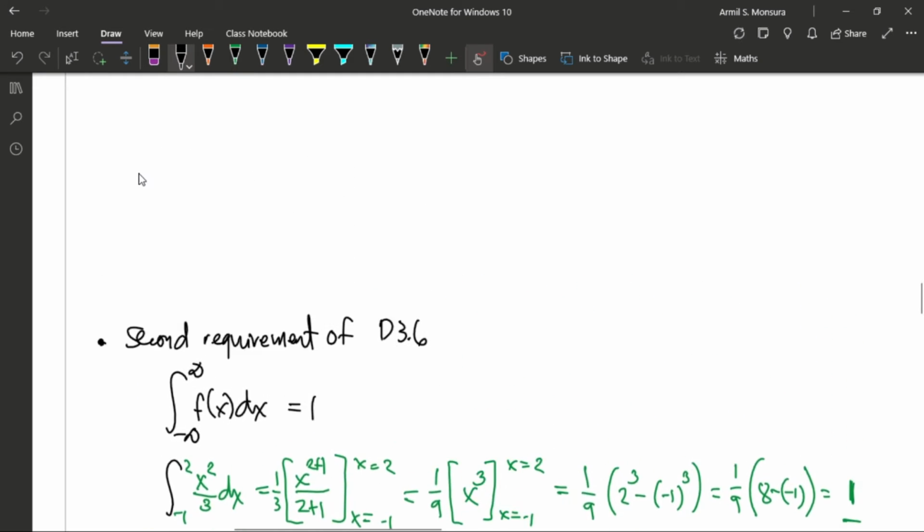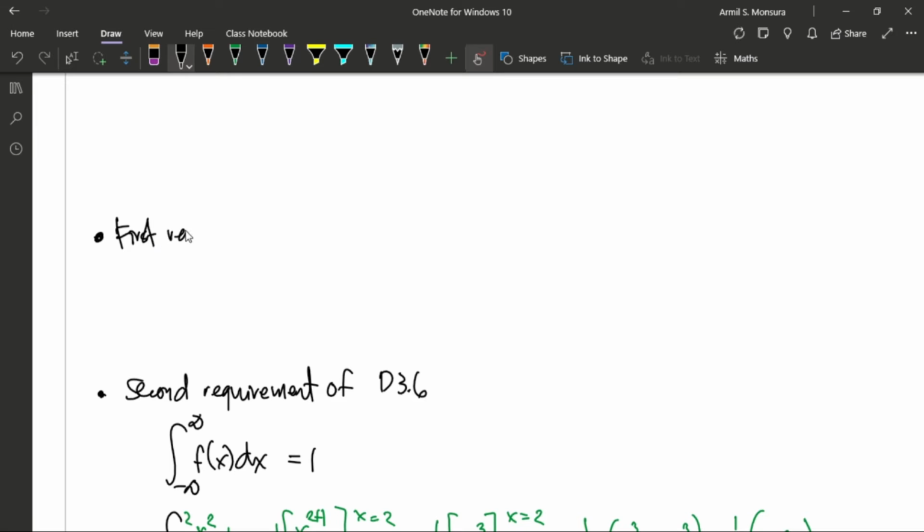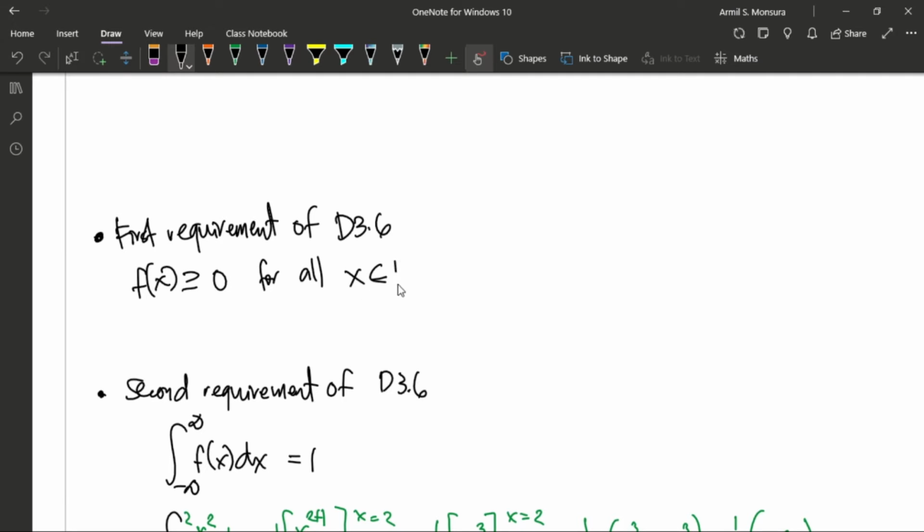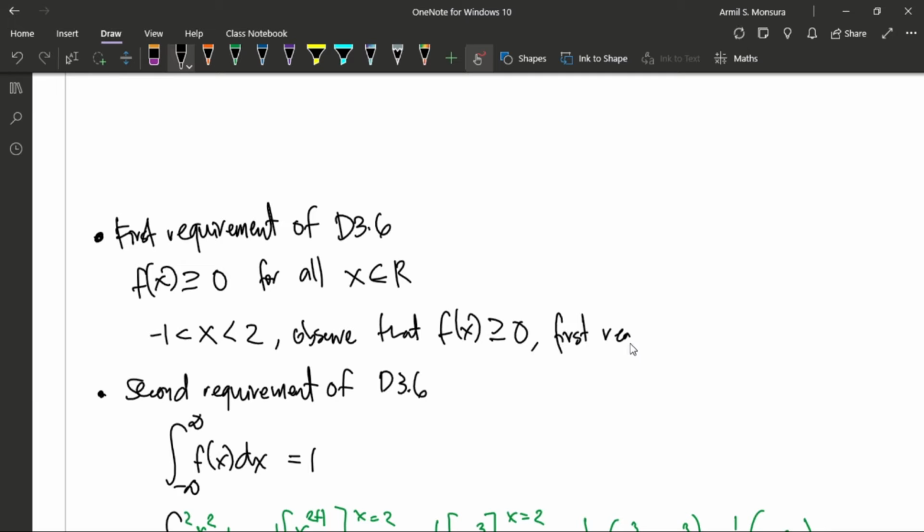Okay. Again, yung first requirement na pag-usapan natin kanina, pero formally suit natin. The first requirement of definition 3.6, which is your f of x should be greater than or equal to 0, for all x belonging to the set of real numbers. Okay? For the interval -1 to 2, we observe that your f of x is positive or 0. So therefore, the first requirement of definition 3.6 is complied with.